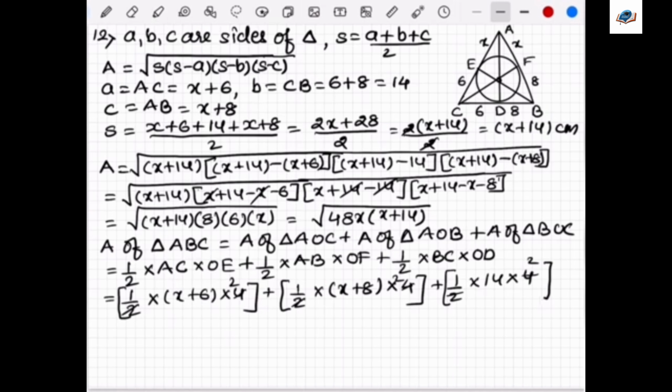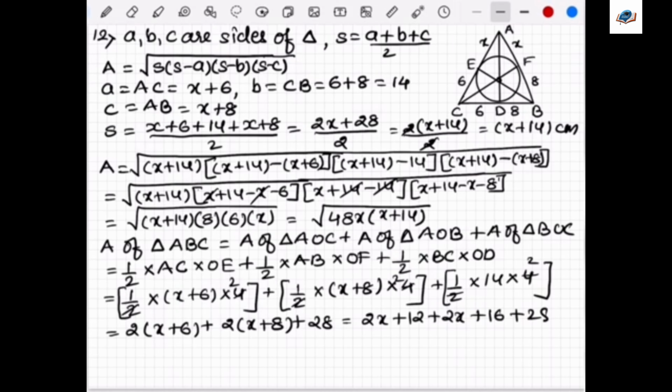Now, I have got two different equations. One, I got a equal to root of 48x into x plus 14. Second, I have got 4x plus 56. So now I am doing like this: equation 1 equal to 2, because both are of the same triangle. So I can say 4x plus 56 equal to root of x plus 14 into 48x.